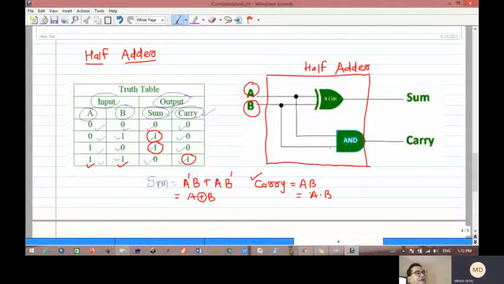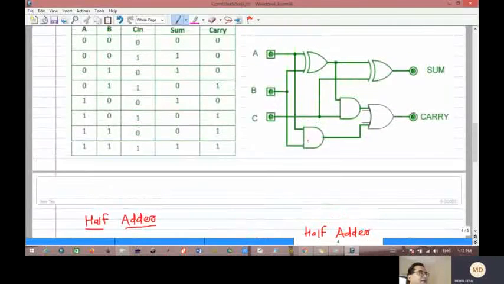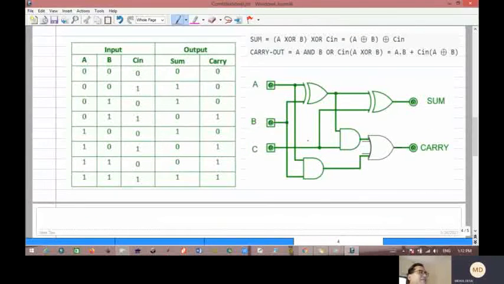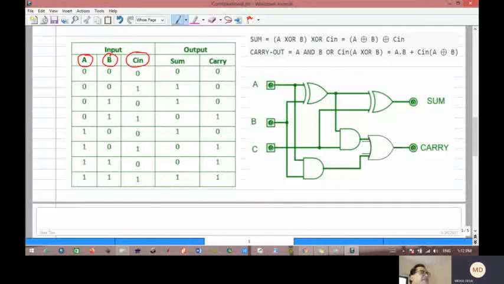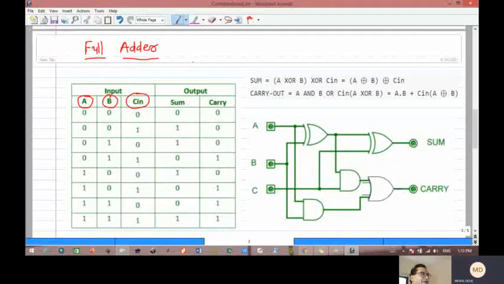Now depending on the half adder, we move towards the full adder. The full adder is one where we also consider the previous carry. So here the inputs are A, B, and whether a carry is generated or not. Because of that, with 3 inputs, 2 raised to 3 means there are 8 possibilities: 000, 001, 010, 011, 100, 101, 110, and 111.